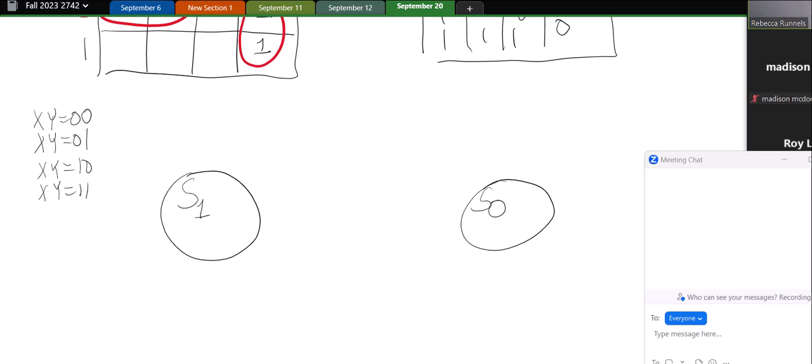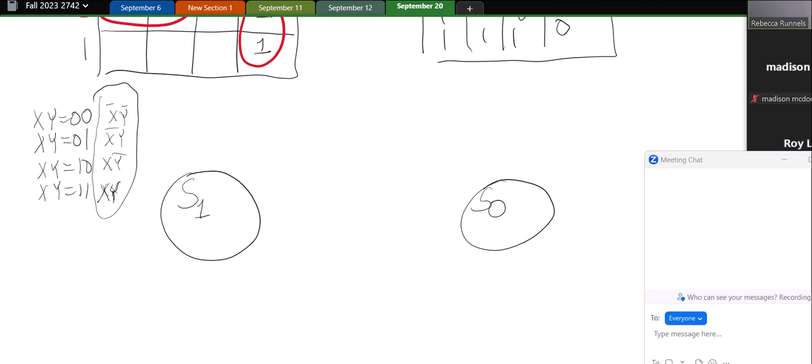Another way to represent these inputs, I can also represent this 0, 0 as x bar, y bar. I can represent xy equals 0, 1 as x bar, y. I can represent xy equals 1, 0 as x, y bar. And I can represent xy equals 1, 1 as xy. So these that I just circled right there are ways to represent my different inputs.